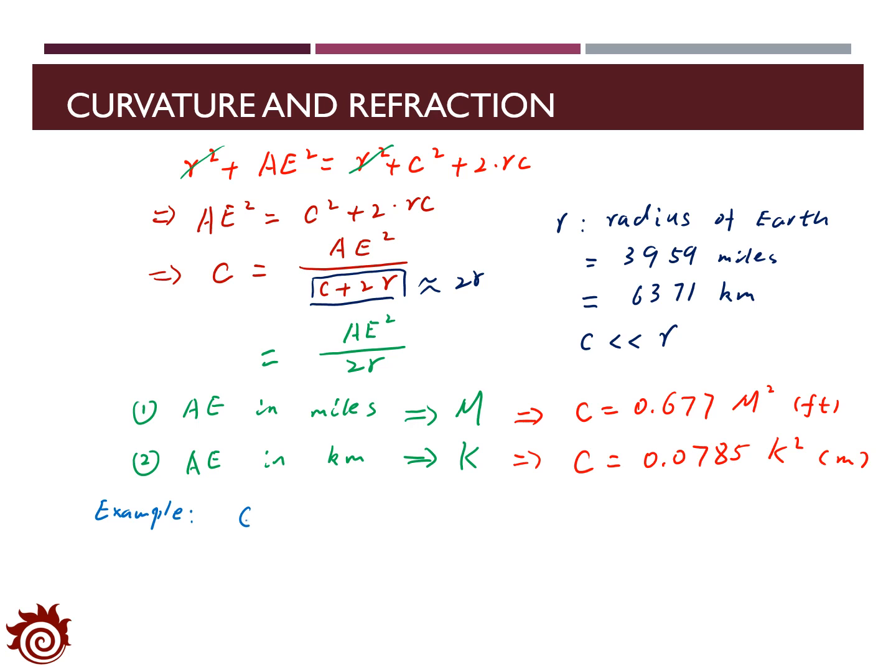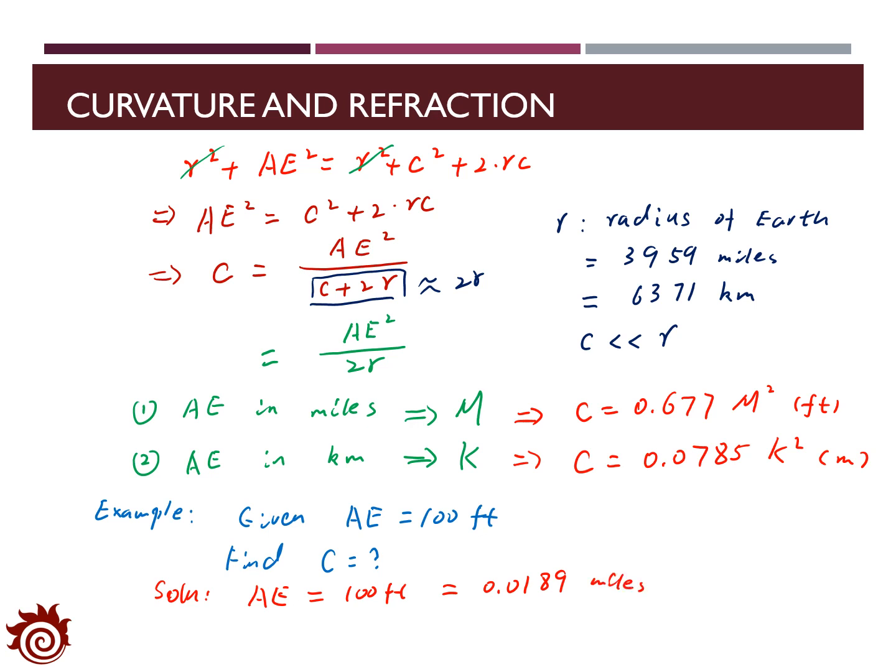Assume that we are given the value of AE as 100 feet. It wants us to find the curvature error. So for the solution, first let's convert AE to miles. 100 feet is converted as 0.0189 miles.